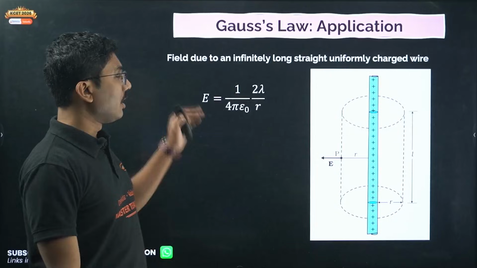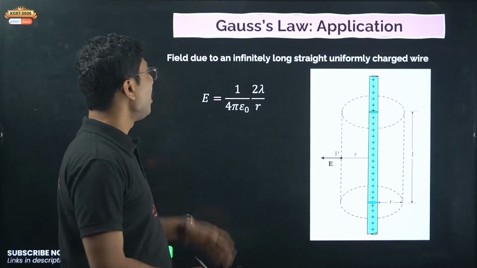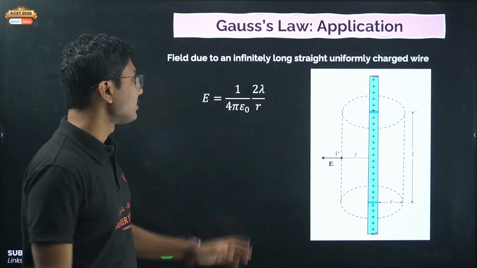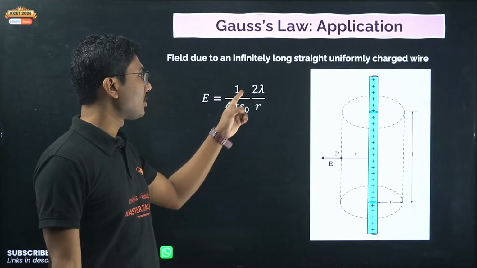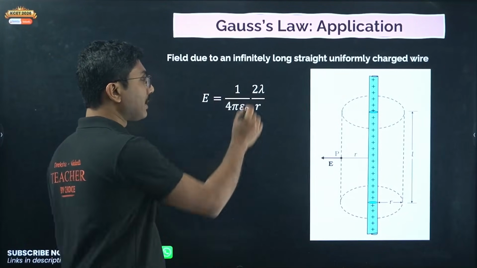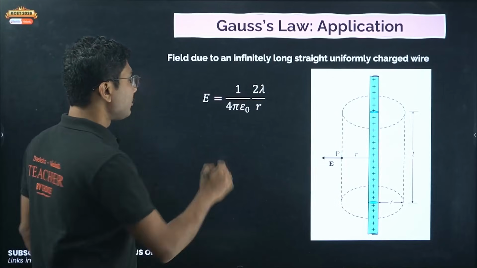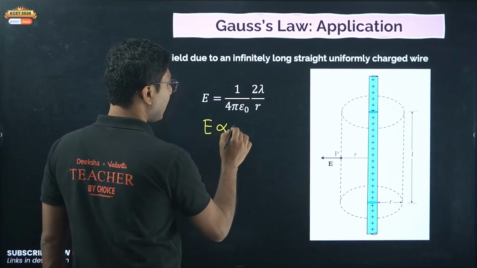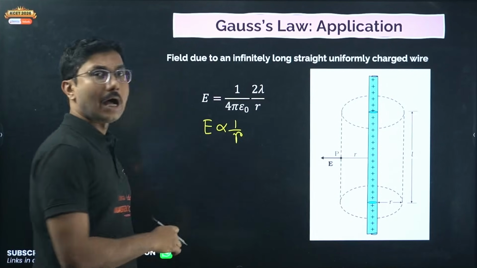Now we have a few applications of Gauss's law. Field due to an infinitely long straight wire is given by 1 by 4 pi epsilon naught times 2 lambda by r. Because I have used 1 by 4 pi epsilon naught, that's why I have written it as 2 lambda by r. So you see that the electric field for a straight wire is proportional to 1 upon r.